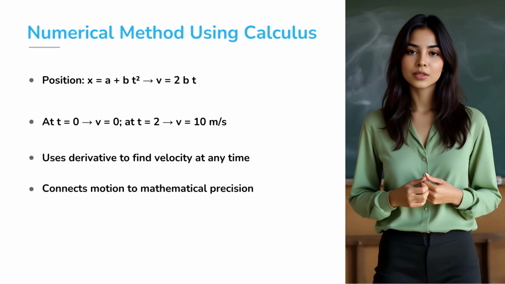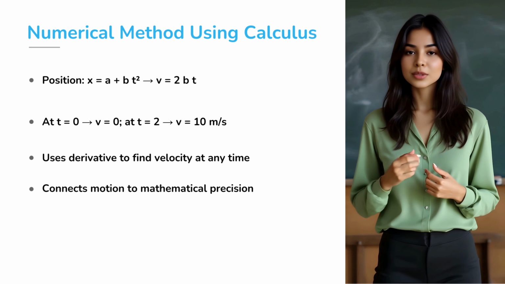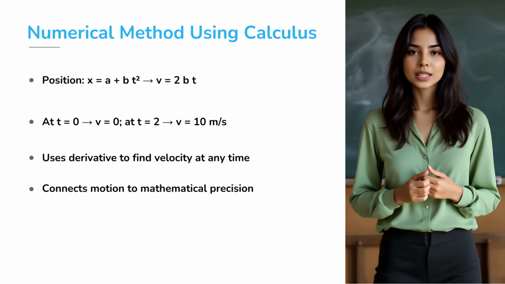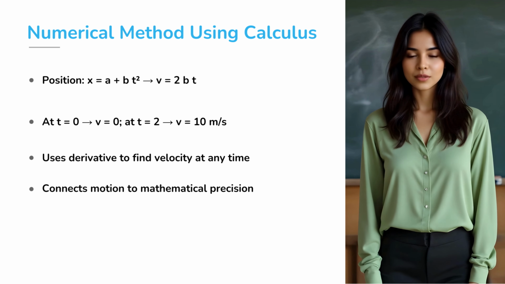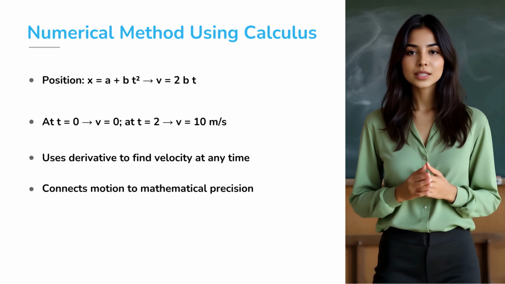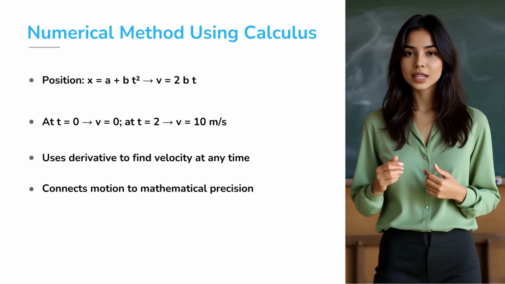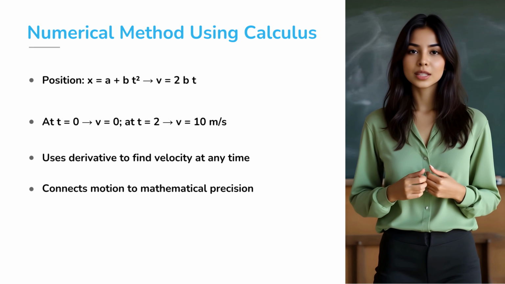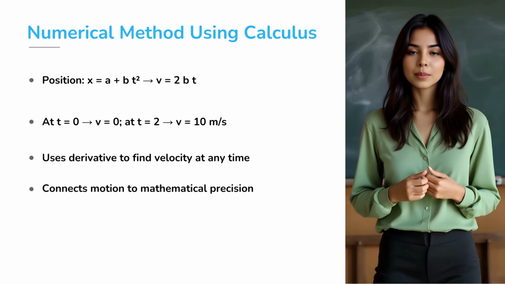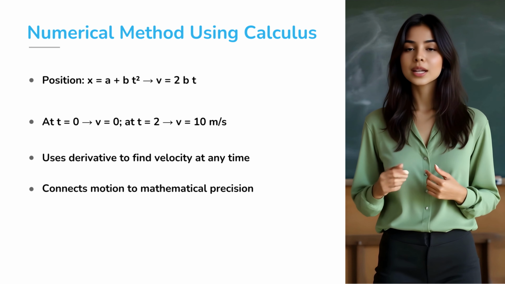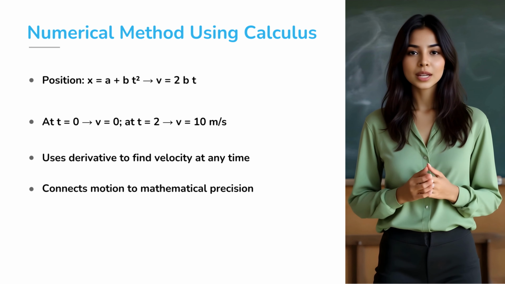Suppose the position of an object is given by x equals a plus b times t squared, where a equals 8.5 meters, b equals 2.5 meters per second squared, and t is time in seconds. Spelled out, a equals 8.5 meters, b equals 2.5 meters per second squared, and t is time measured in seconds. To find instantaneous velocity, we differentiate position with respect to time.